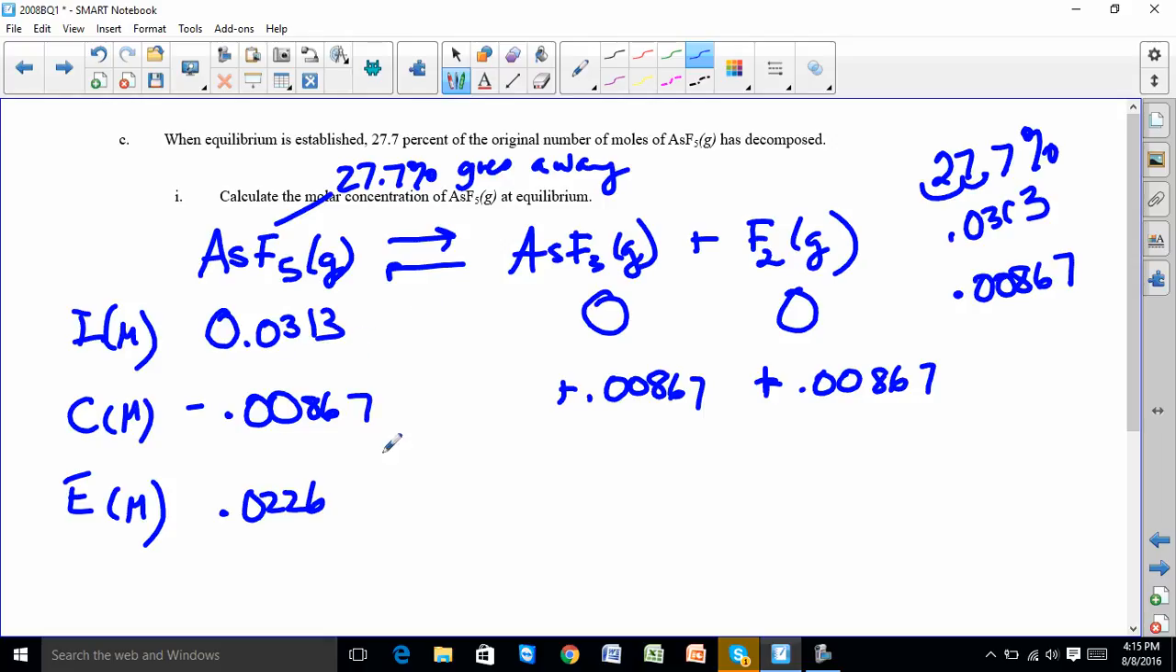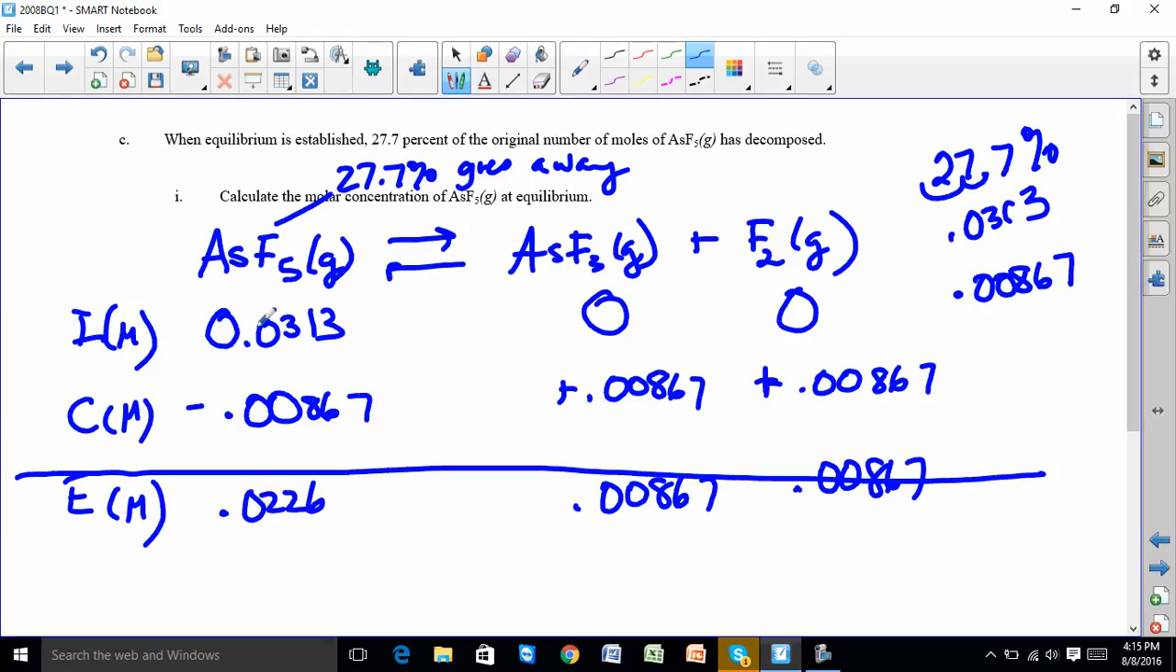This has 4 decimal points, this has 5, we only get 4. This is going to be 0.00867, and this is going to be 0.00867, because remember, the equilibrium is always where you start plus the change. So 0.0313 minus, or plus negative, 0.00867. Okay, so calculate the molar concentration of AsF5 at equilibrium. The molar concentration of AsF5 at equilibrium is 0.0226 molar. That's where you get it.